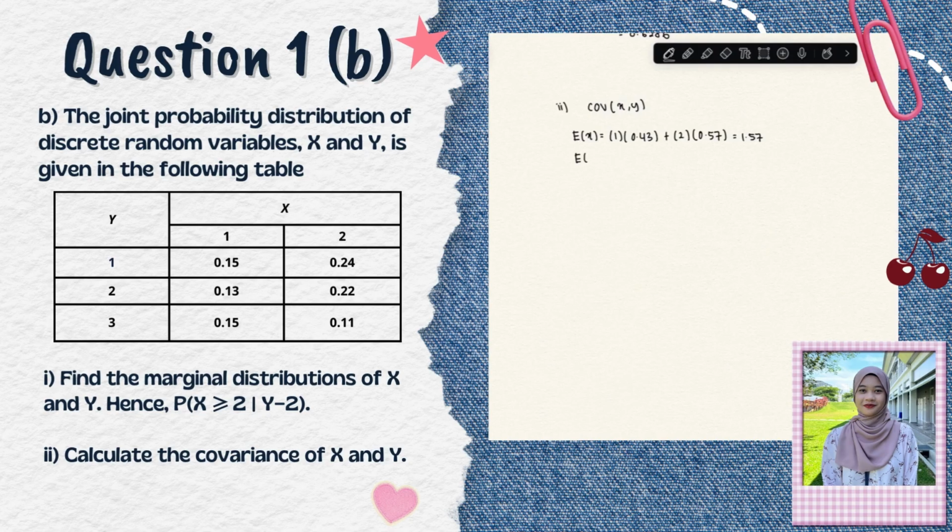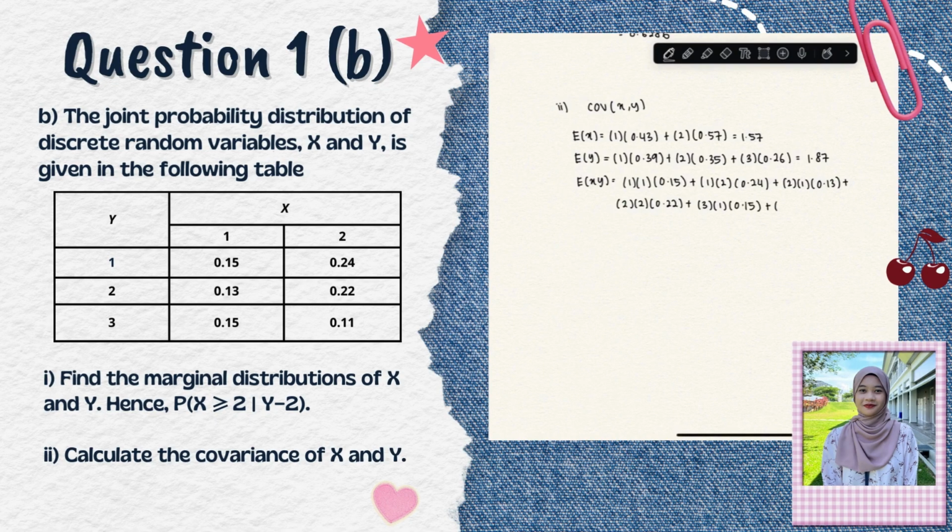Same goes with the value of expected y. Multiply each possible value of y by its marginal probability and sum the results, and the value of expected y equals 1.87. For the value of expected xy, multiply each x and y value, then multiply the probability of that pair, and add all these results to get the expected value of xy, which equals 2.88.